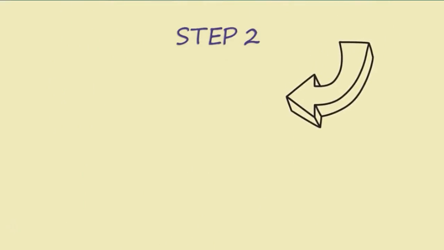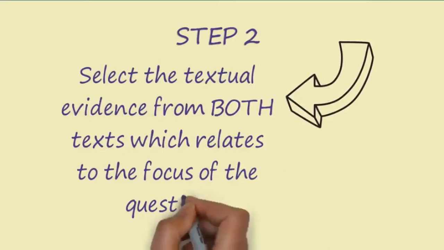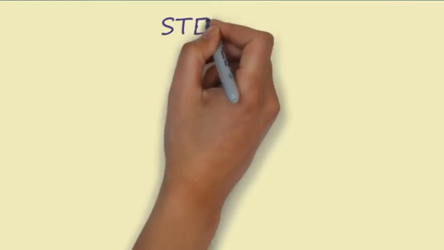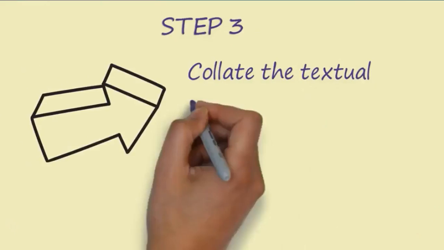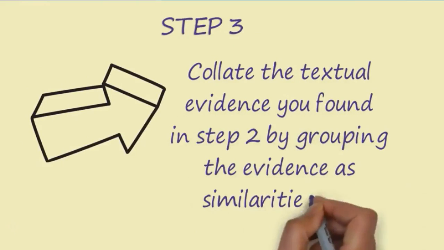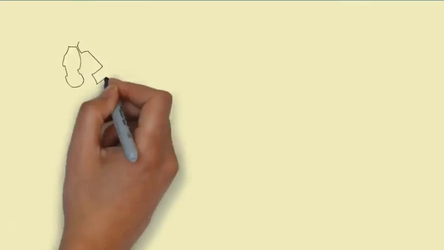Having identified the keywords of the question in step 1, in step 2, you then need to go on and select the textual evidence that you're going to use to support your interpretation, and that needs to come from both texts. That's quotes from both of the texts that relate to the focus of the question. In step 3, having got your textual evidence, what you then need to do is to collate that textual evidence by grouping it into similarities and differences. So putting the quotes together that show the similarities and the quotes together that show the differences.